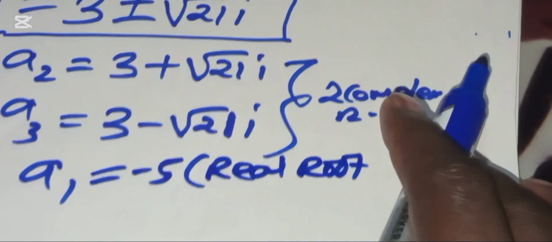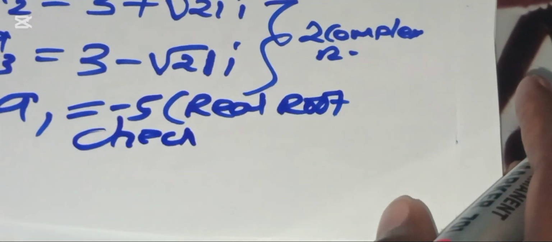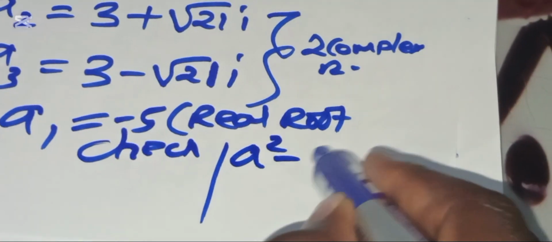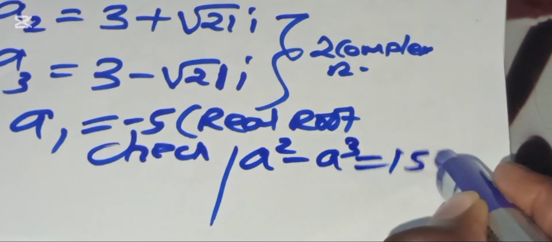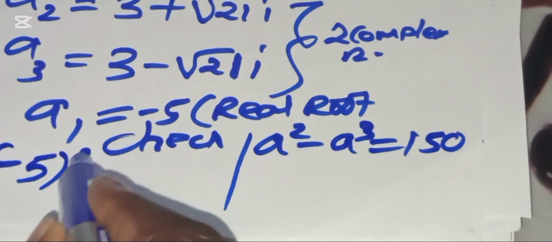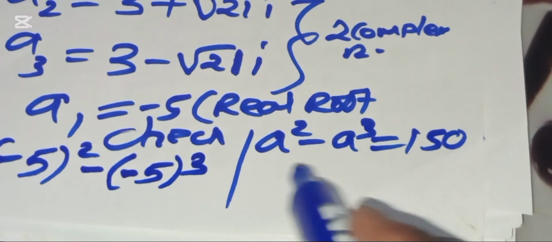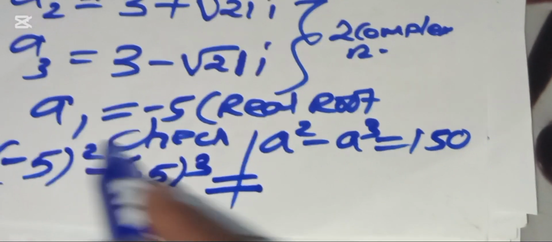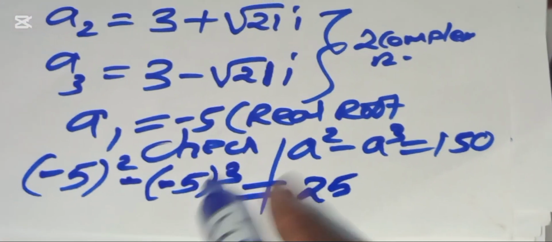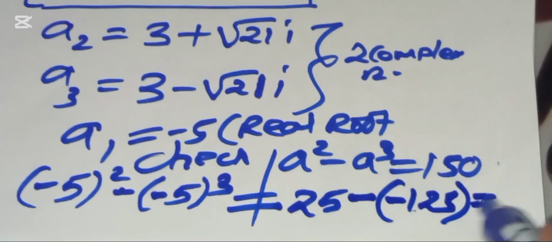Now let's check if this real solution satisfies the equation. Now remember, we had that a squared subtract a cubed should give us a value of 150. Now let's substitute this. This is negative 5 squared subtract negative 5 cubed. Negative 5 squared is equal to 25. Then we'll have negative 5 cubed, which is negative 125.